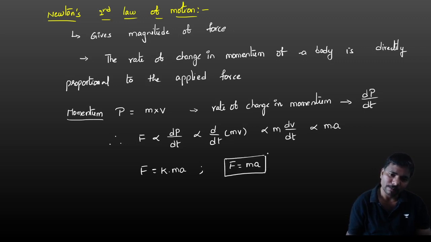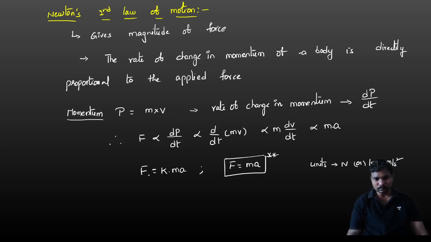So this is the magnitude of force. Units you know very well, newtons, or mass in kg, acceleration in meter per second square, so kg meter per second square. a is the acceleration, that is equal to dv by dt.